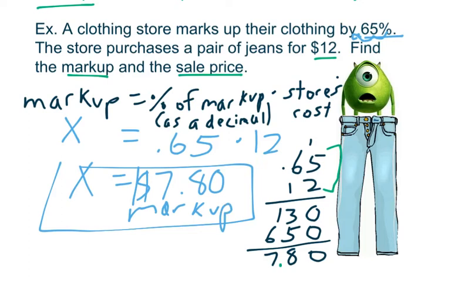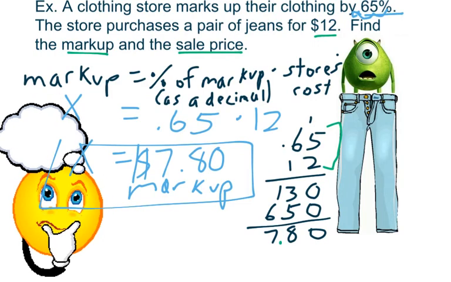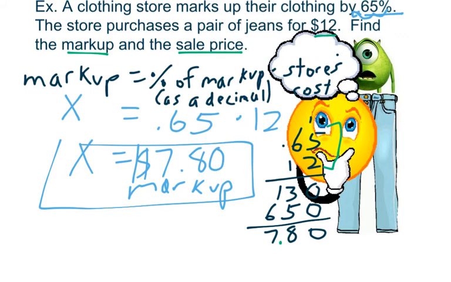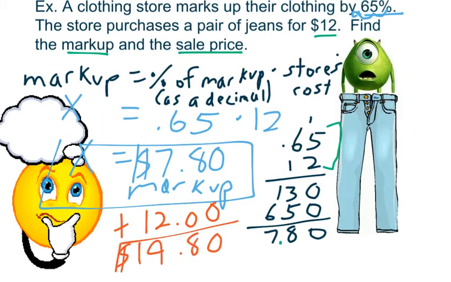So to find the sale price, what do you think we do? Well, it's marked up from $12. That's right, we add it back to the store's cost. So for the sale price, I'm just going to add the $12 to the $7.80. And I should get $19.80 when I do that. And that's the sale price.